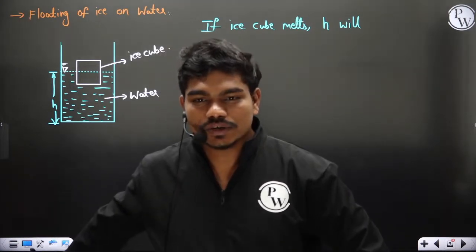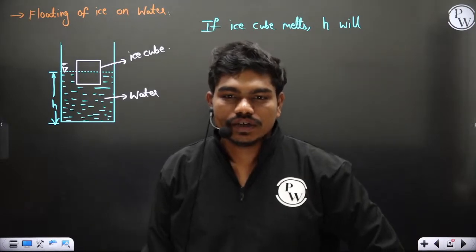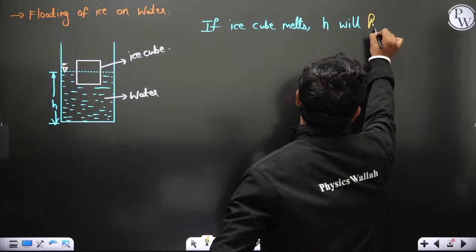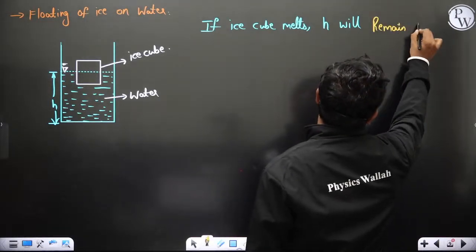Why? Ice is melting, no? So definitely we'll get some water. Level should increase. Yeah, it actually remains same. Okay, why does it remain same? We'll see. H will remain same. So how does this happen?